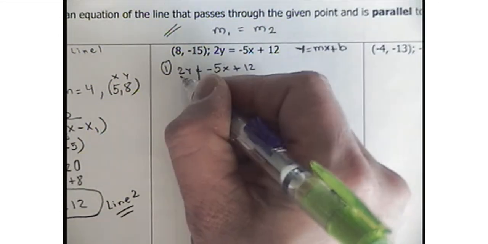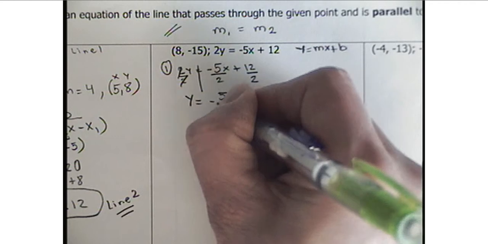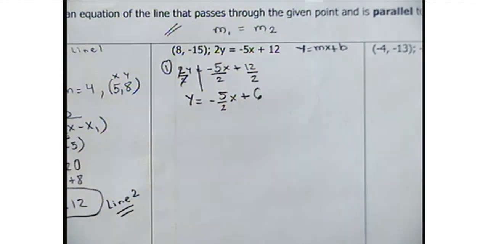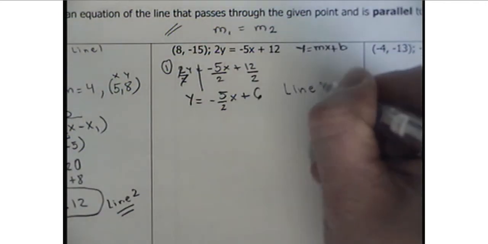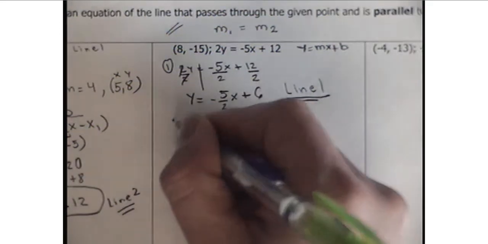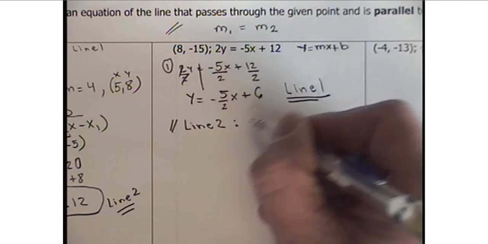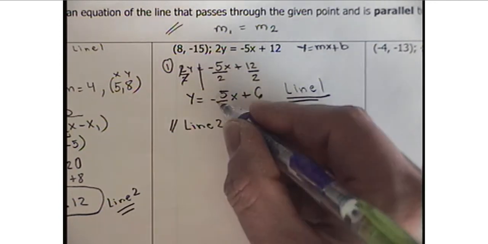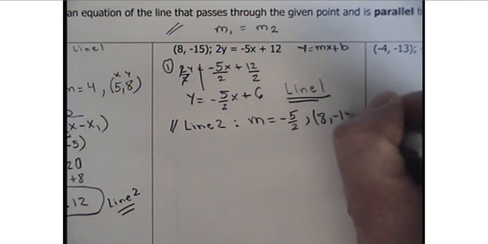This is 2 times y. I will divide each one of the 3 terms by 2. Y is equal to negative 5 over 2 x plus 6. This is the equation I have for line 1. Okay, we're not done yet, because now we're going to write the equation of line 2, and we're going to use m equals the same exact slope, -5/2, for the parallel line, and the given point 8 and -15.